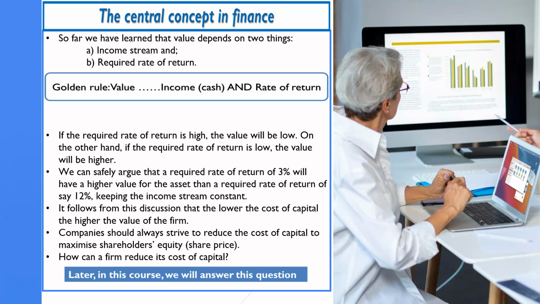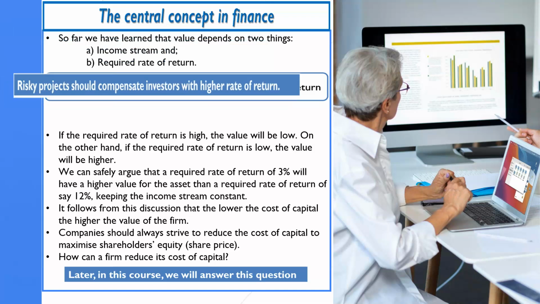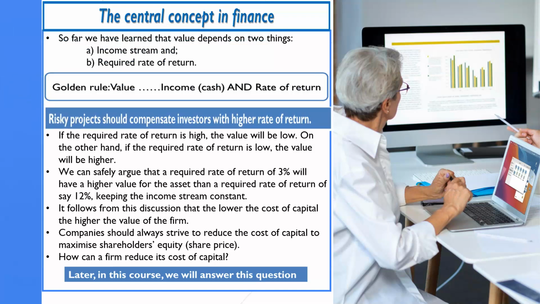But for now, let me stress one concept. That is, risky projects require a very high rate of return to compensate investors for shouldering such high risk. Because if I have two projects with similar risk, I will choose the one with higher return. That means the higher the risk, I will assign a very low value so that I get a very high return.